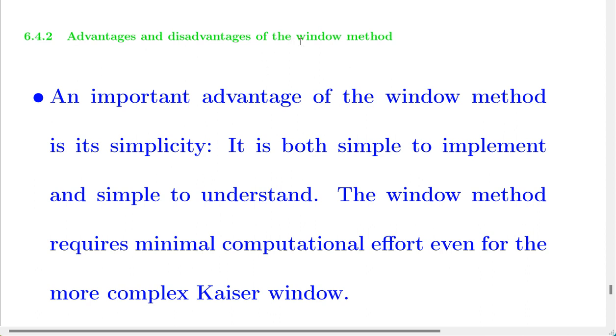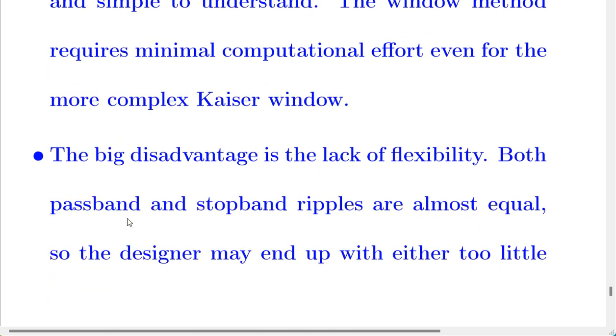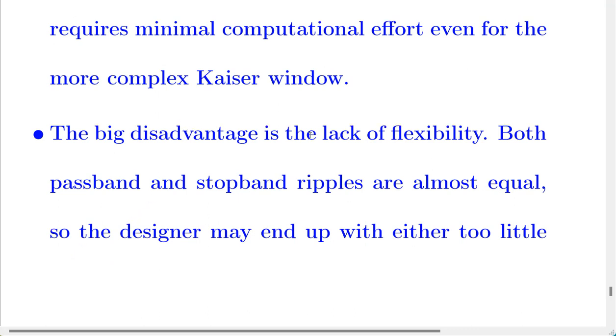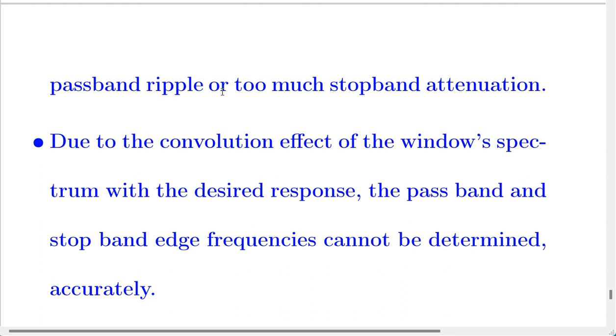Advantages and disadvantages of the window method. An important advantage of the window method is its simplicity. It's both simple to implement and simple to understand. The window method requires minimal computational effort even for the more complex Kaiser window. The big disadvantage is the lack of flexibility. Both passband and stopband ripples are almost equal, so the designer may end up with either too little passband ripple or too much stopband attenuation.